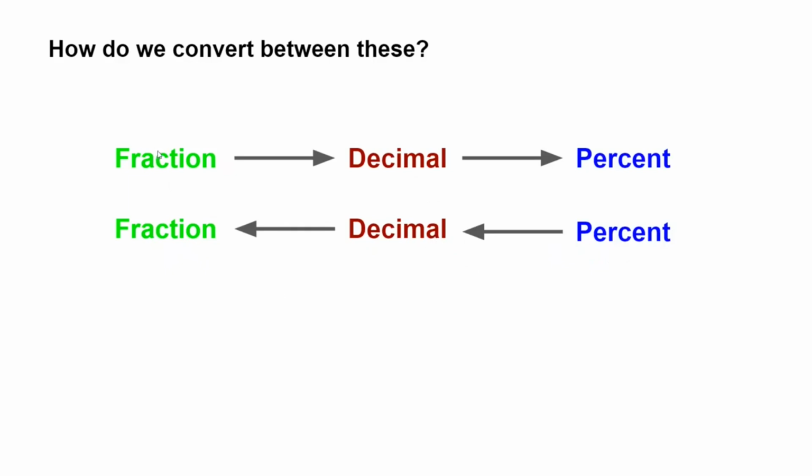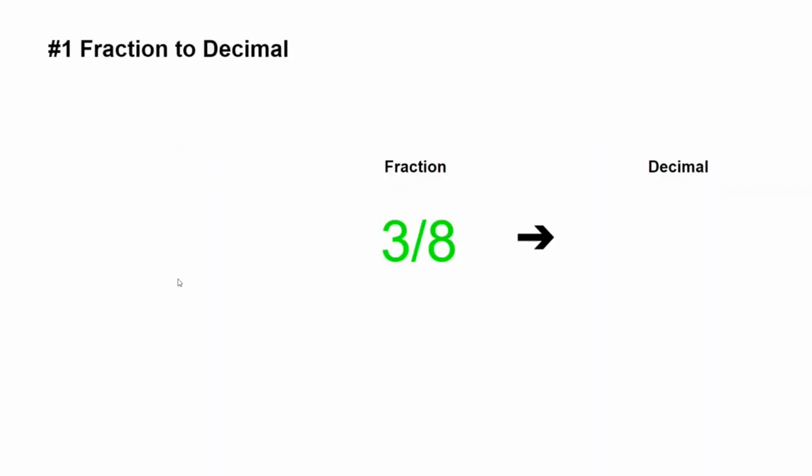Now, if we have to go from a fraction to a percent, we're just going to have to do 2 steps. We'll go from fraction to decimal, and then from decimal to percent. And our example problems that we have today will do exactly that. So you will get to see that.